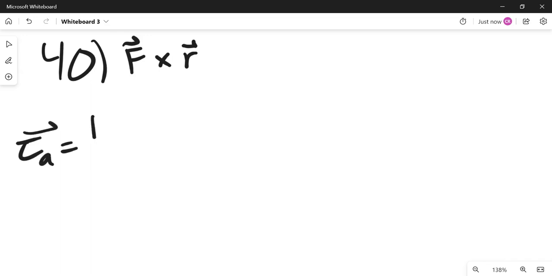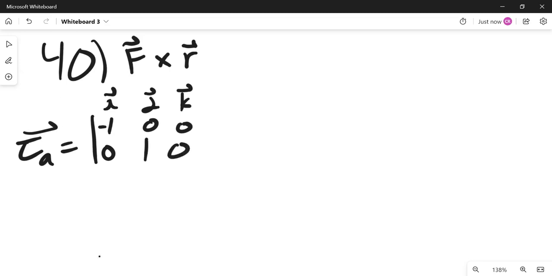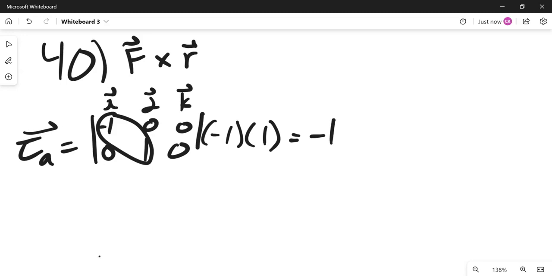So, for example, torque A would be equal to, let's say this is I, J, K, force negative 1, 0, 0, radius 0, 1, 0. We would just multiply these together. Negative 1 times 1 is equal to negative k. So our torque vector would be equal to negative k.